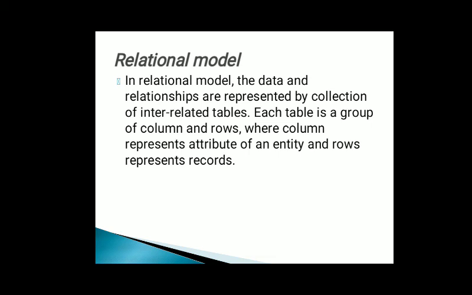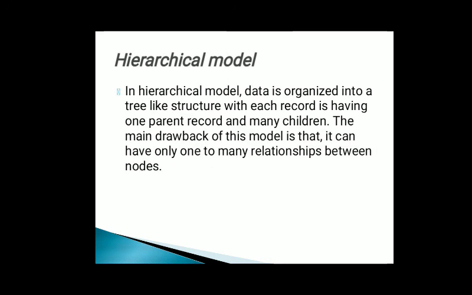Right? Got it all of you? What is the relational model? It represents the collection of interrelated tables. And table is nothing but the rows and the column. Column represent the attributes, whereas the row represent the records. Okay? Next, hierarchical model. In a hierarchical model, data is organized into a tree-like structure.